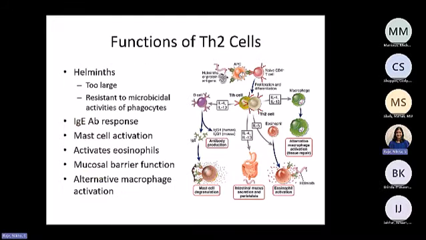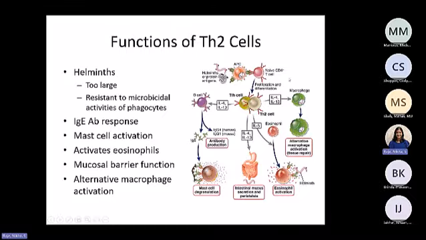So how do these Th2 cells function? We know that the helminths are too large. They can be resistant to the microbicidal activity of the phagocytes. So phagocytes may not be enough to kill these helminths, but they need these mast cells, they need eosinophils, and they also need IgE antibodies. So the function of these Th2 cells is to provide all those activities.